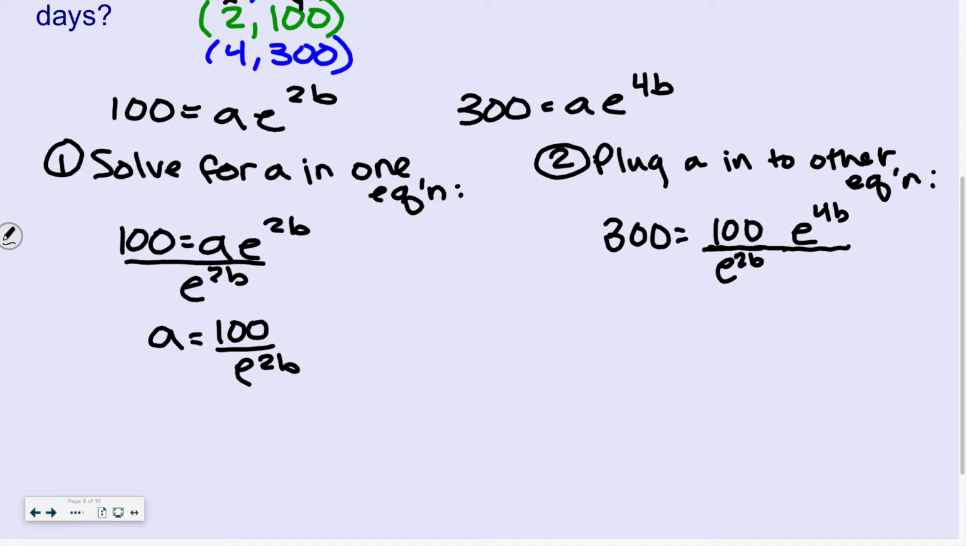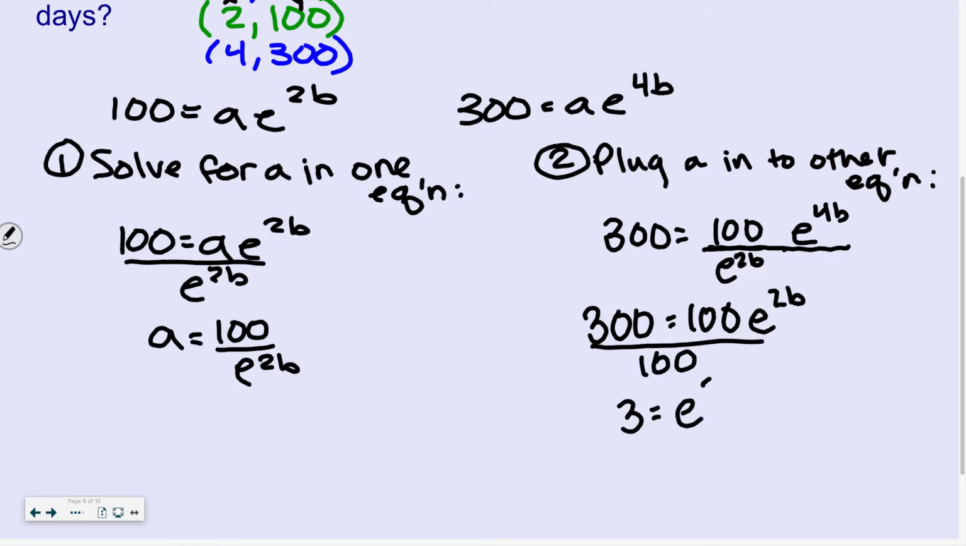And then if you have things that have the same base and you're dividing them, what do you do with your exponents? Subtract. Where do you have more E's? In the top or in the bottom? Top, so we're going to subtract: E to the 4B minus 2B in the numerator. So that's going to be 300 equals 100 E to the 2B. Can you solve that equation? Yeah, now there's only one variable. It's just like the ones we did on our homework. Divide by 100. 3 equals E to the 2B.